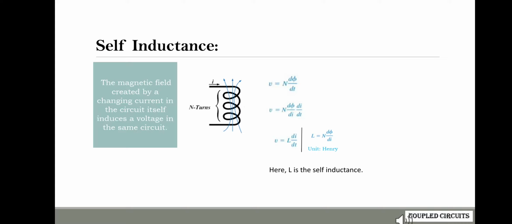The SI unit of self-inductance is Henry, and 1 Henry is equal to the value of self-inductance in a coil or a circuit in which 1 volt is produced by 1 ampere per second of varying induction current.